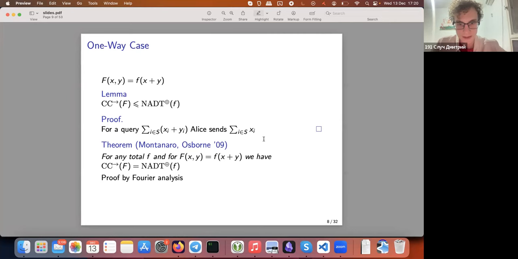And in fact, there is an equality between these two measures for total functions. It was proved by Montanaro and Osborne, and the proof uses Fourier analysis.